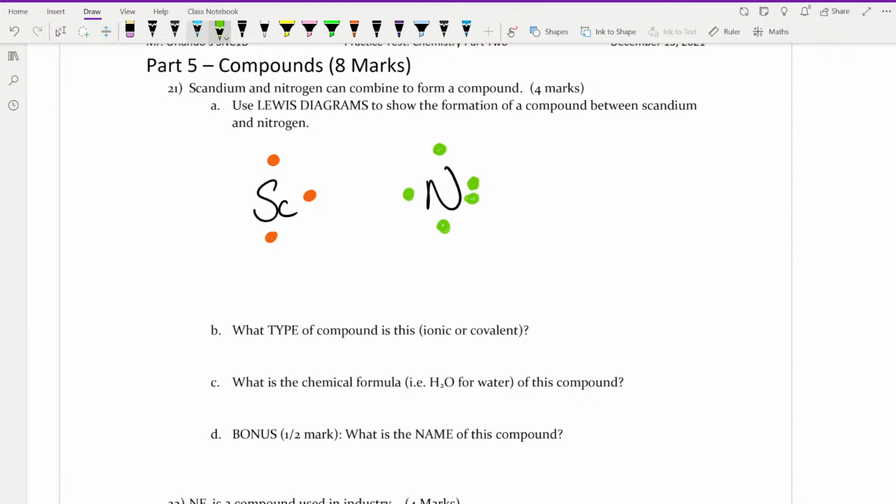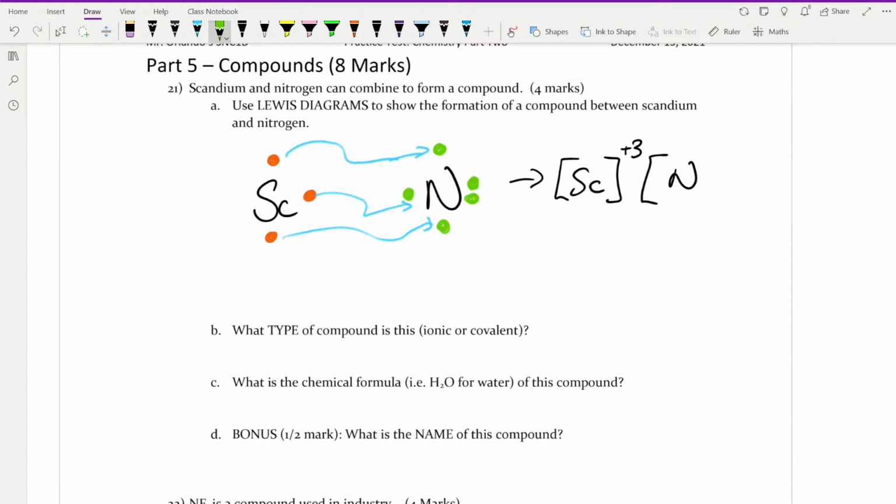And so this one's actually quite easy. These electrons, one's going to go there, one's going to go there, and one's going to go there. And both of these are now stable, so that scandium now has no electrons left, which means it's going to have a positive 3 charge because it lost 3 negative electrons. And nitrogen now has those original 5, and also the 3 it got from scandium. And with 3 extra electrons, its charge will be negative 3.